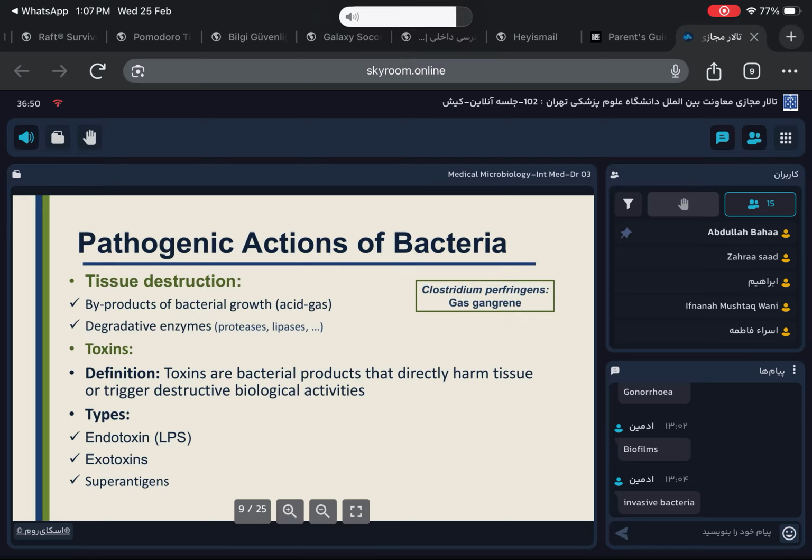And if you see a patient who's suffering from gas gangrene, you see that the infectious site is inflamed, and this inflammation is because of the gas which has been built up in the infectious site.